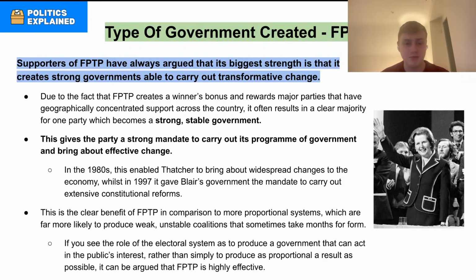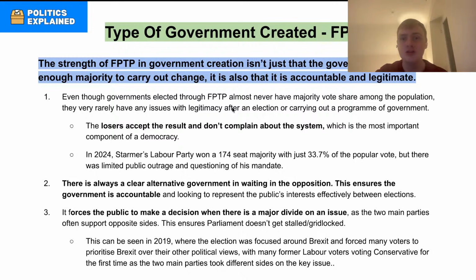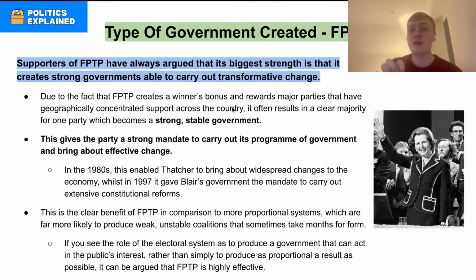This is the clear benefit of first past the post in comparison to more proportional systems, which are far more likely to produce weak, unstable coalitions that sometimes take months to form. And if you see the role of an electoral system as to produce a government that can act in the public's interest and protect it, rather than the only role being to produce a proportional result, it can be argued that first past the post is highly effective. So that's the basic analysis that most people will be doing in their essays for why first past the post is strong in terms of type of government created.